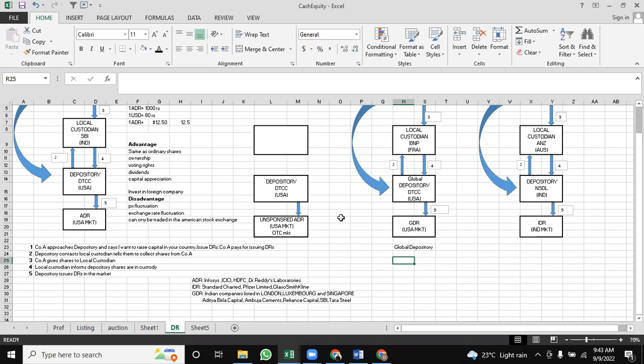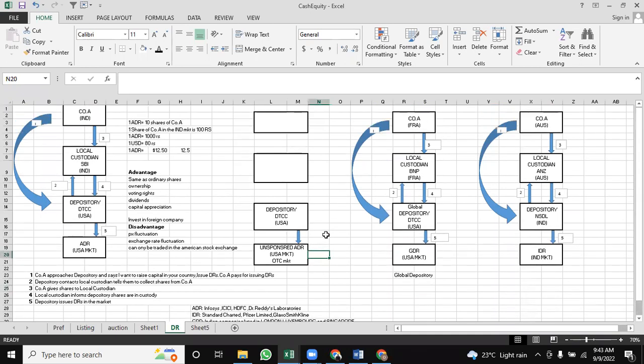Ma'am, does the unsponsored ADR add to the company's capital? No. Apply logic here. Did this guy take permission from this guy to issue the unsponsored ADR? No. Sometimes he wouldn't even know that this guy has issued unsponsored ADR, right? Now the money that comes from the guy who buys this unsponsored ADR, why will this fellow transfer it to this fellow? He won't, right? Yes, ma'am. Is this clear? Yes, ma'am. Next question.